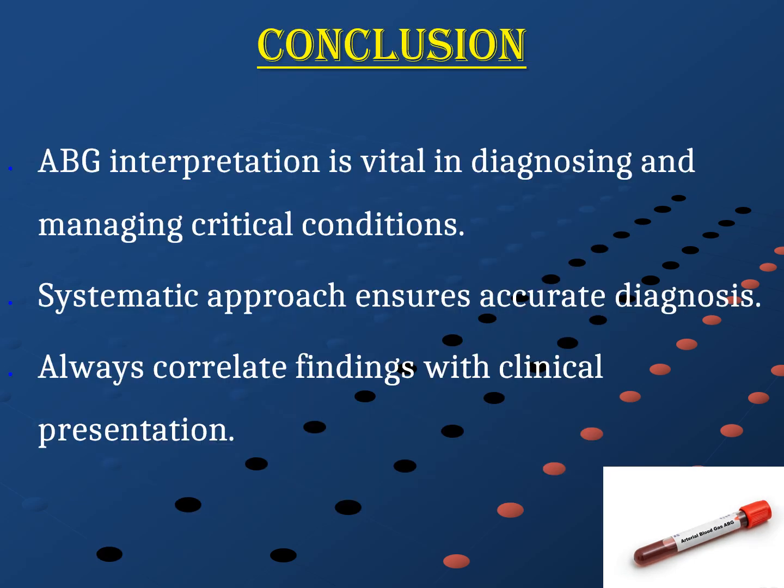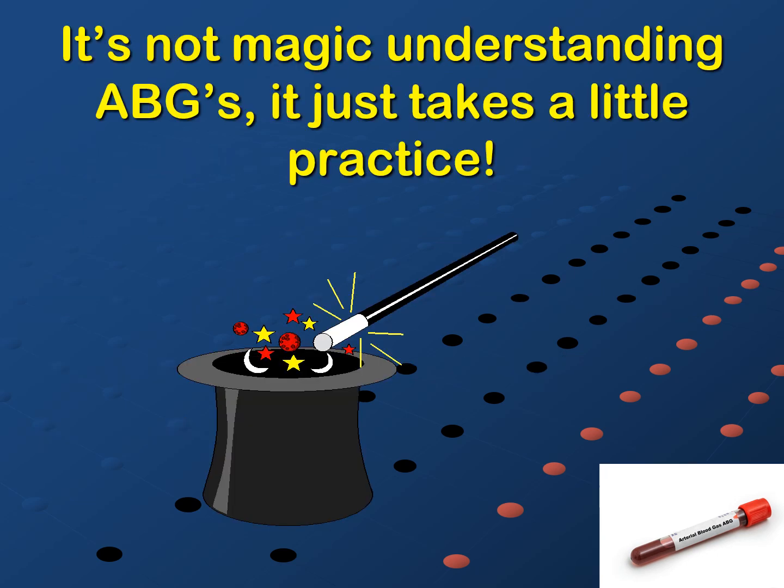Conclusion. ABG interpretation is vital in diagnosing and managing critical conditions. A systematic approach ensures accurate diagnosis. Always correlate findings with clinical presentation. ABG interpretation is crucial for patient care. A step-by-step approach ensures accurate results. Clinical presentation and ABG results must be considered together. It's not magic understanding ABGs, it just takes a little practice.